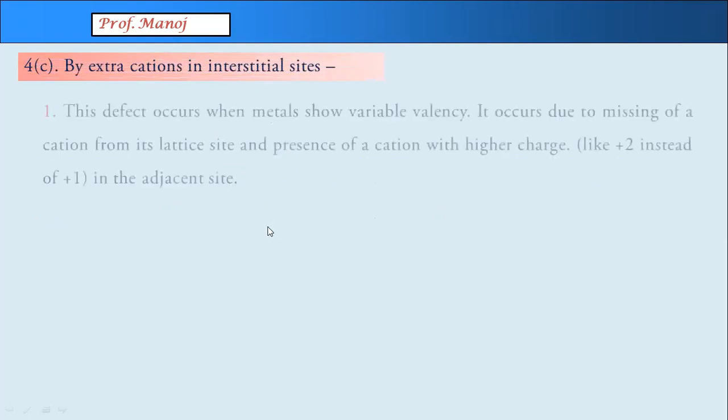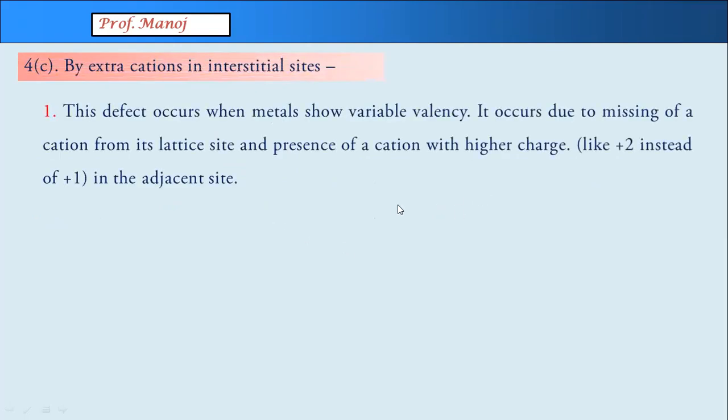Next is extra cations once again, but over here we have a little difference. The cations which you have will have different charges. This can happen when a particular element can exist in variable valency. For example, Fe can exist as +2 as well as +3. Copper can exist as +1 and +2.